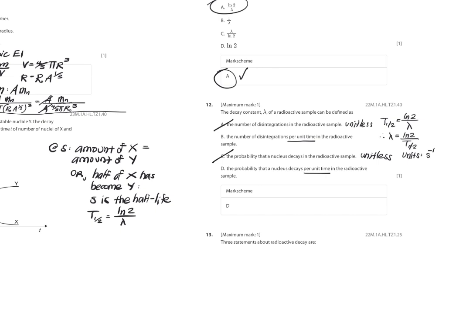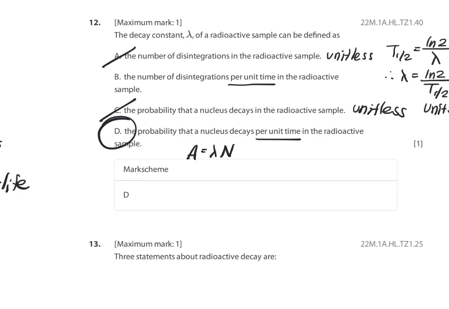So we're left with number of disintegrations per unit time, or probability that a nucleus decays per unit time in the radioactive sample. So it's going to be choice D, but let me show you why by talking about the activity. We know that the activity, which is a rate, is lambda times N, and N is the count of the remaining nuclides. Activity is a rate, and N is a count, so the lambda must be per unit time.